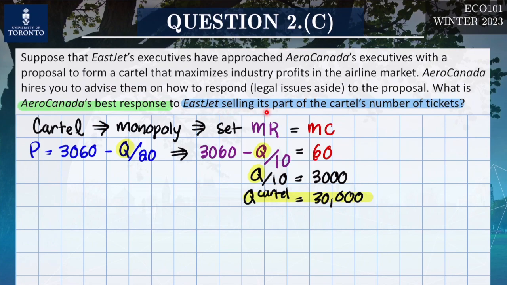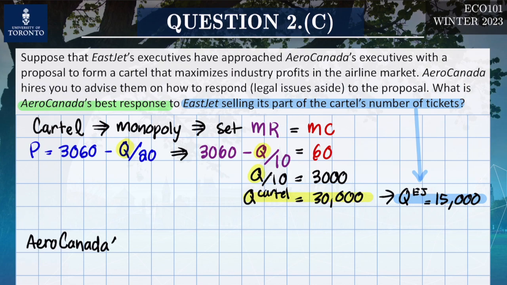But we start by assuming that EastJet is selling its part of the cartel's number of tickets. So we are saying that EastJet is selling half of the monopoly's quantity. So we know that EastJet at this moment is selling 15,000 tickets only. That is by assumption. And we will now find Aero Canada's best response to that. And like I said, we already built a whole best response function for this company. We did this in part A.